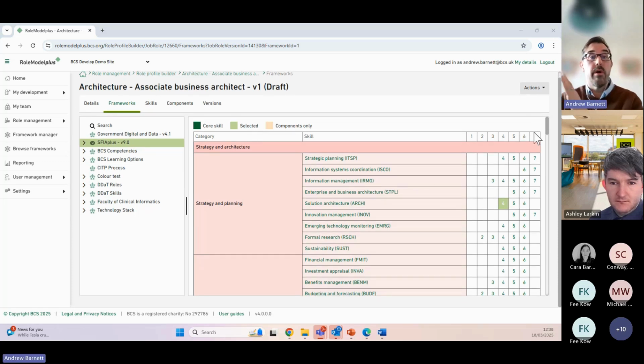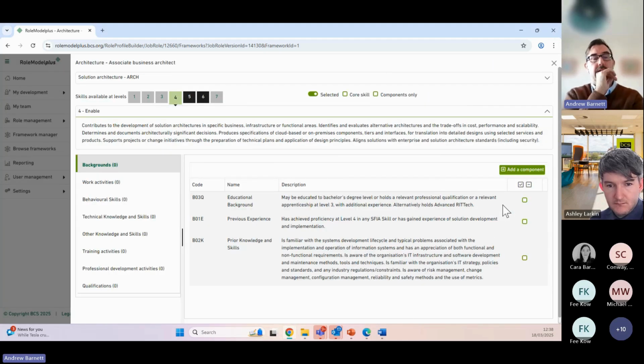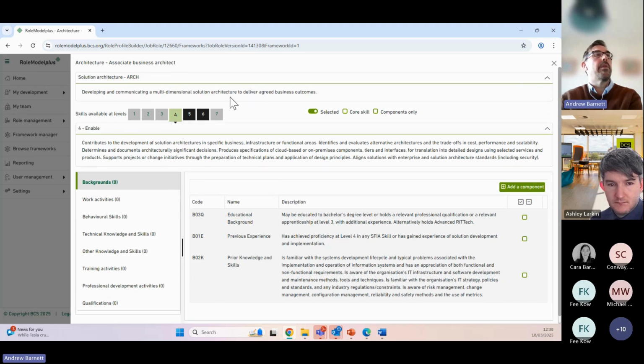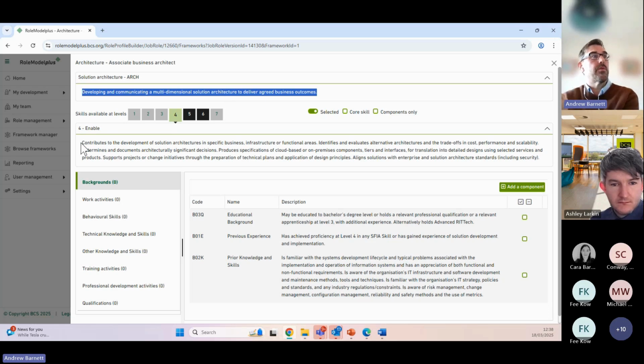Those who've probably done this already will know, but I've determined that I'm building an associate role, so I'm not picking skills from levels 5, 6, and 7, which represent more senior, evolved, developed skills. I'm going to be picking solutions architect. Just to repeat the point that Ashley made, within this environment you've got access to the SFIA skill descriptor. It's describing what the solutions architect skill is. That's one of a number of skills that I'm going to add in.